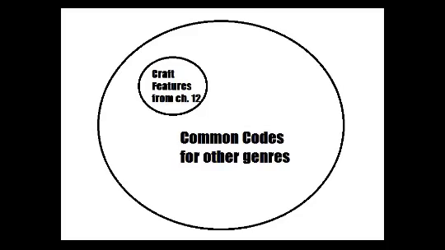Now, I put this on the announcements, but you can see in this graphic we have a larger circle, and that larger circle is the common codes for all genres, and then the small circle is the craft features from chapter 12 in our book. That small circle is the common codes for narratives, or common narrative codes. These aren't all of the common narrative codes.